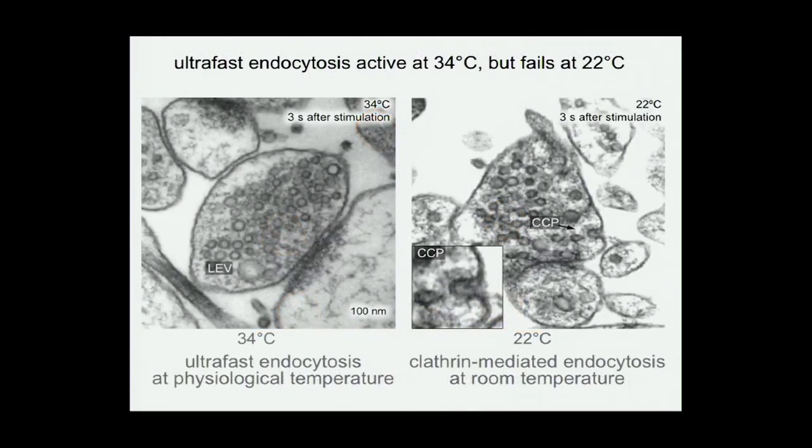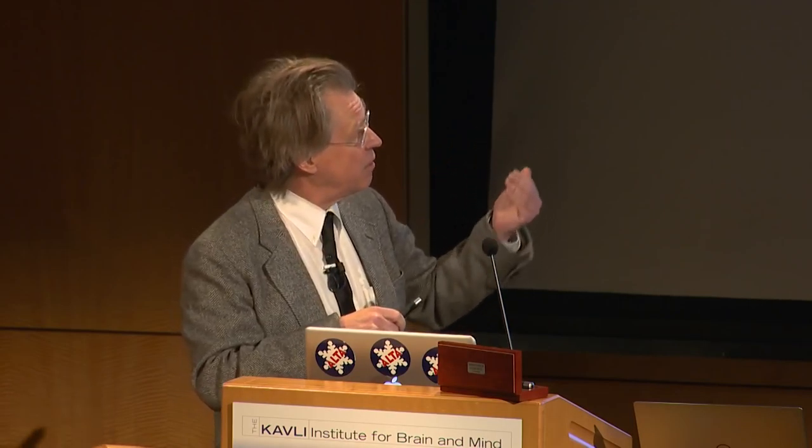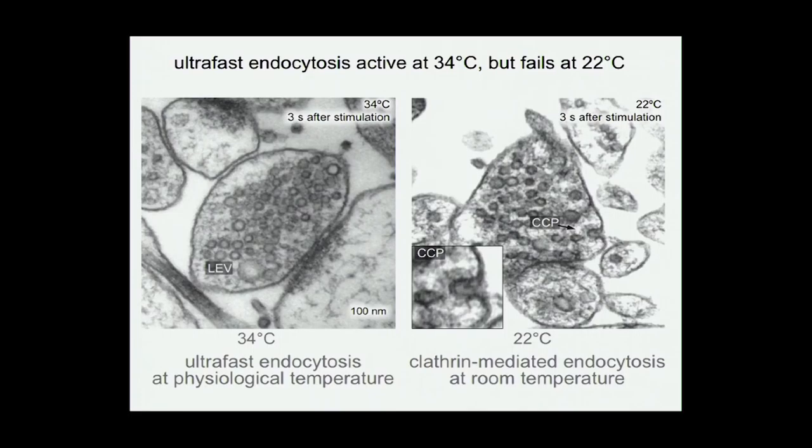So we did all of our experiments at either 34 degrees, because that's where electrophysiologists like to record, or 37 degrees, which is physiological for the mouse. And when we do that, we see these large endocytic vesicles forming, and we see ultrafast endocytosis. When Shigeki did his experiments at 22 degrees, you now see that clathrin-mediated endocytosis takes over. So you can see a clathrin coat there. Here's an enlargement of that beautiful clathrin coat.